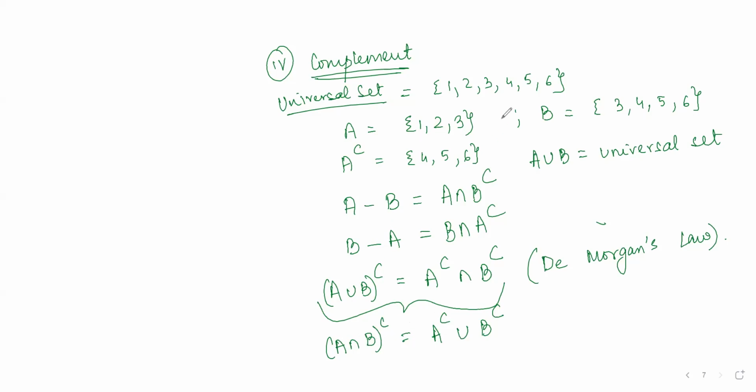A and B have only one thing in common, 3. So their complement will be 1, 2, 4, 5, 6. A complement is 4, 5, 6. B complement is 1, 2. A complement union B complement is 1, 2, 4, 5, 6. Okay. So both of these are De Morgan's law.